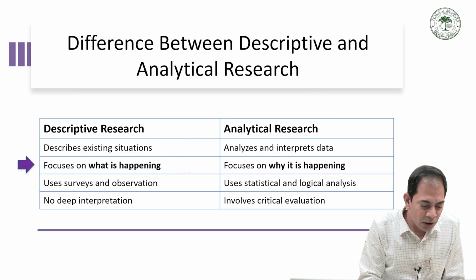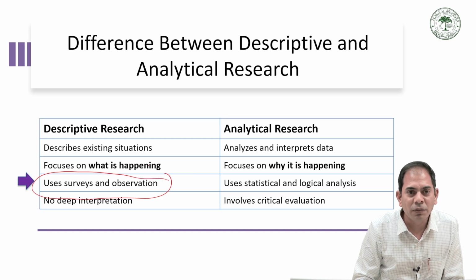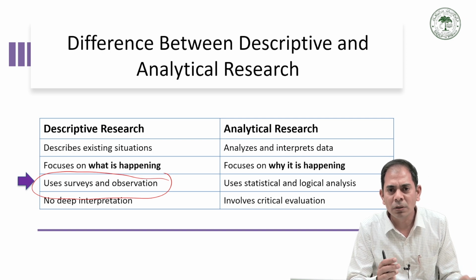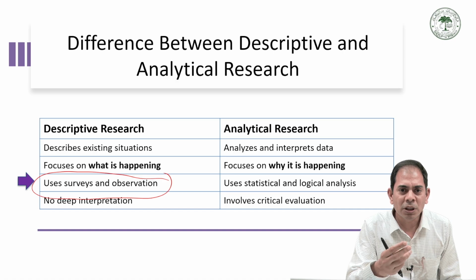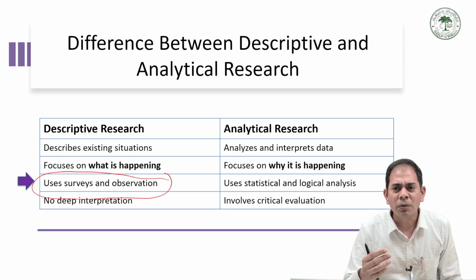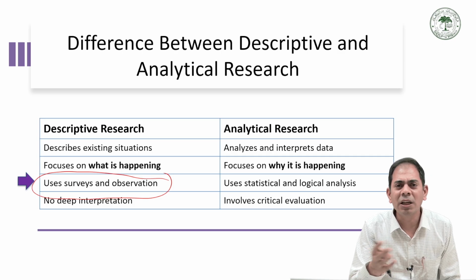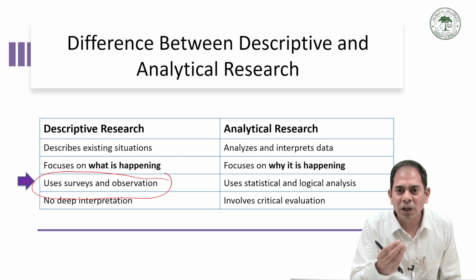And next is the use of survey and observation in descriptive research, generally for collecting information. Descriptive research is focused on what is happening in a particular situation. This means researchers try to describe the current condition, behavior, attitude, event, or activities as they exist in real life without changing any variables. In descriptive research, the researcher observes and collects information to understand the present situation. The main aim is to describe the facts.